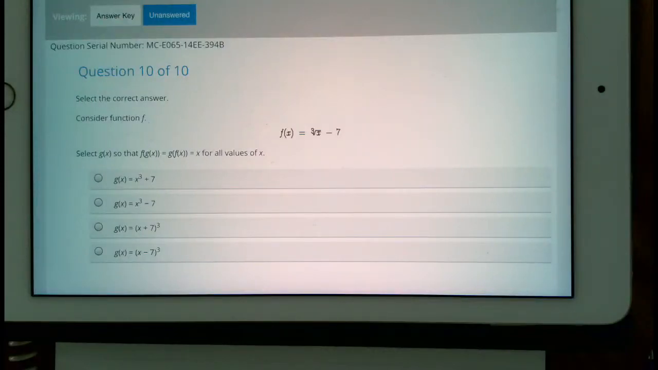Consider function f of x equals the cubed root of x minus 7. It says select g of x so that f of g of x equals g of f of x equals x for all values of x.